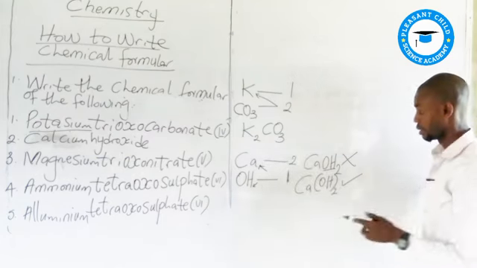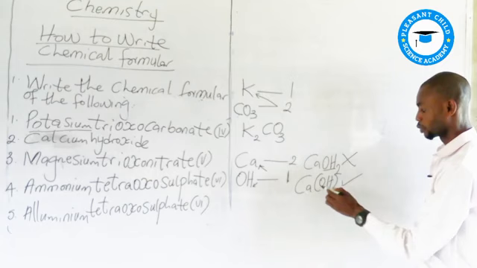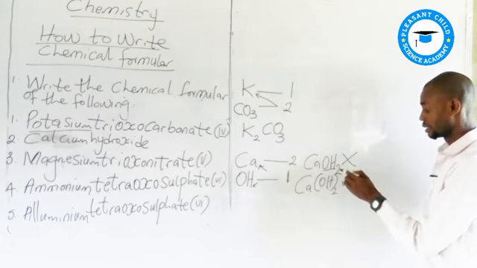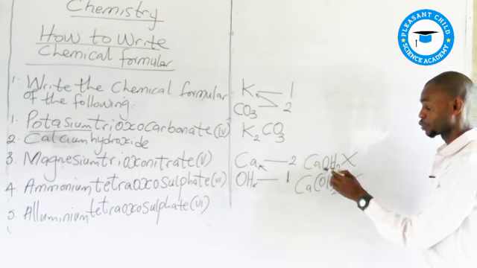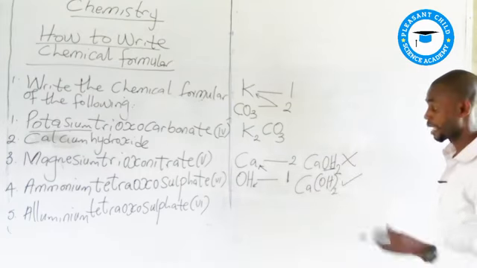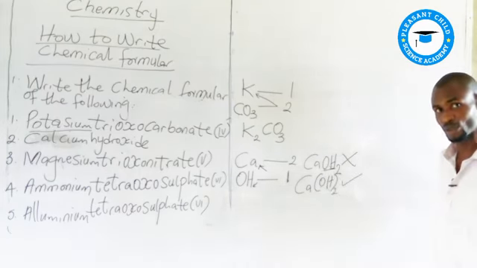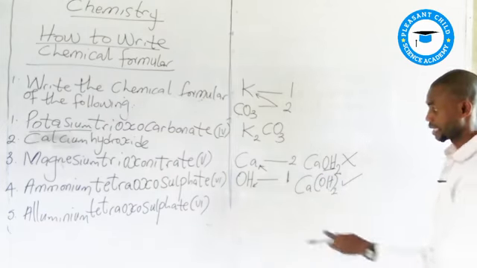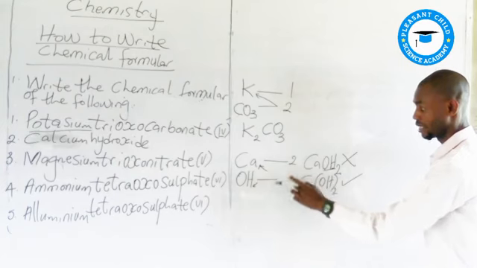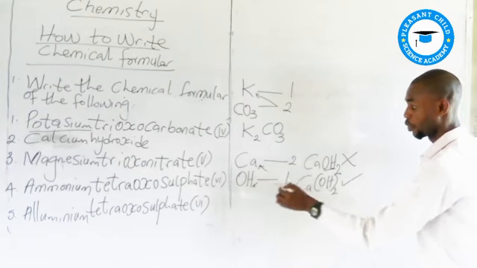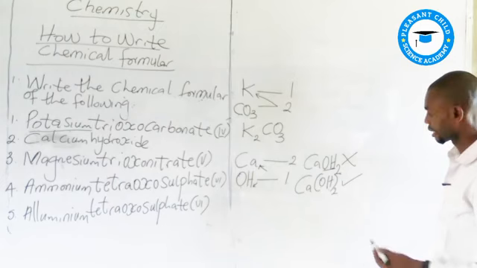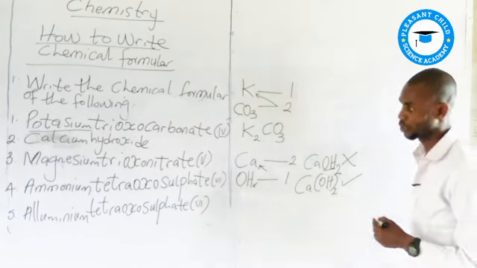Do you know why? The 2 affects both oxygen and hydrogen. But if you just put 2 here, it will only affect hydrogen, it will not affect oxygen. And we say a radical behaves like a single unit. Do you get it now? In the same way, the valency of OH is for both oxygen and hydrogen. Do you get it now? So this is the formula for calcium hydroxide.